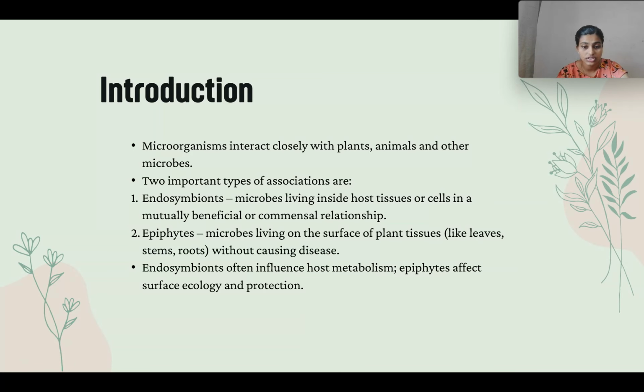In these interactions, they provide plant nutrition, disease resistance, and adaptation to environmental stress, etc. They can also play a major role in host metabolism, such as nitrogen fixation, vitamin production, stress tolerance, and also influencing the microclimate conditions in the case of epiphytes.